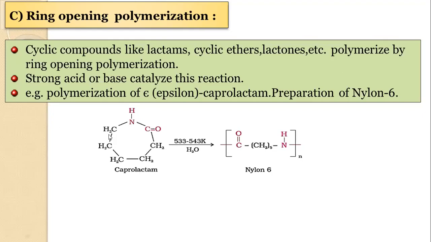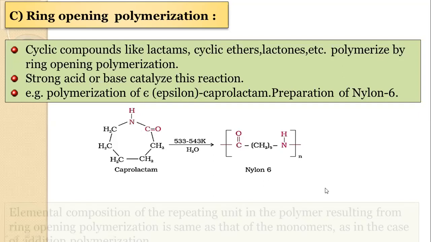So this epsilon caprolactam has the CONH group, that is an amide linkage. This amide bond will be broken at a temperature between 533 and 543 K. In presence of water, we will get nylon 6. This nylon 6 is many times asked in the board exam, so practice it at home.